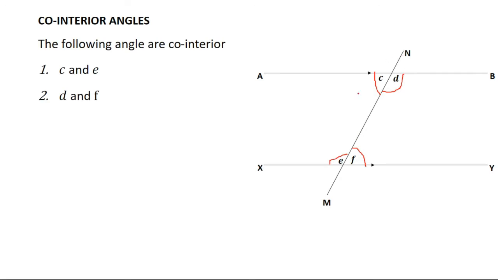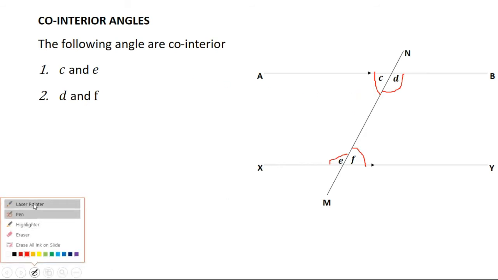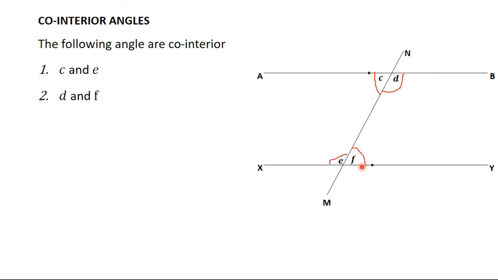These are what we refer to as co-interior angles. So we say that the following angles are co-interior. C and E are co-interior angles, then D and F are also co-interior angles. What are the properties of co-interior angles? Co-interior angles add up to 180 degrees.